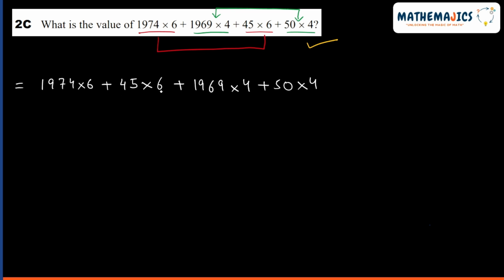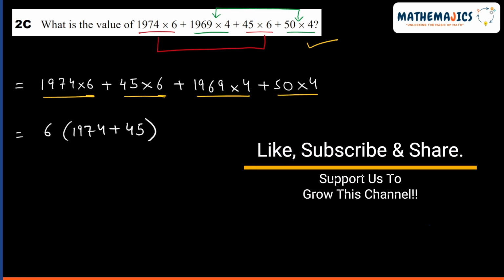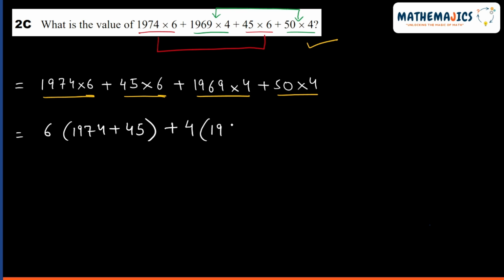After writing them in groups, let's see what we can do. Now we can take 6 common from both these numbers. If we take 6 common, we will get 1974 plus 45 inside the bracket. Similarly, we will take 4 common from these two numbers. If we take 4 common, we will get plus 4 times 1969 plus 50. Now we will simplify this using BODMAS.